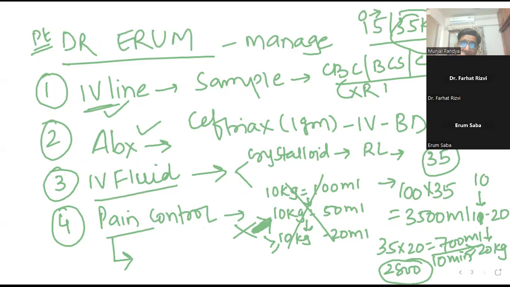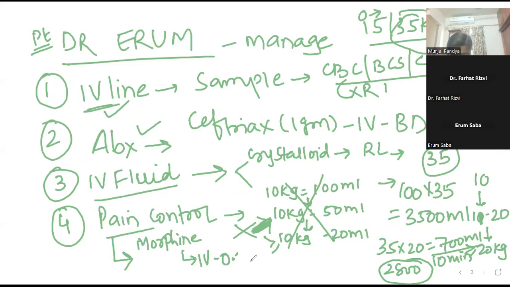Yes, now sir, how do you want to control the pain? Sir, I will give morphine. So this is the name of the drug, morphine. Right? So how do you give morphine? Oral, IV, subcutaneous? Sir, I will give IV, 0.1 to 0.5 mg per kg per hour.